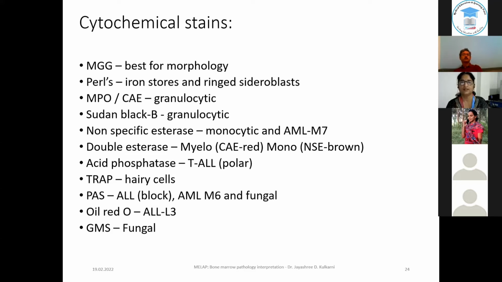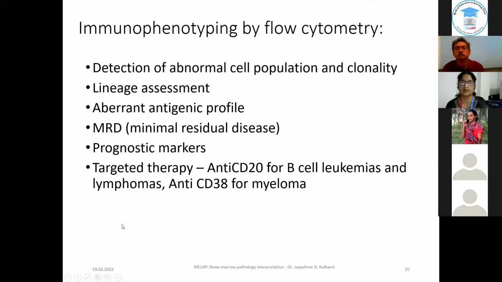And then once you inform the result, a panic result to the clinician, please make a note. This is good for documentation. Other than that, you can have other cytochemical stains for leukemias as well as lymphomas, like TRAP. Then you have your oil red O and other special stains for fungal infections and parasites.